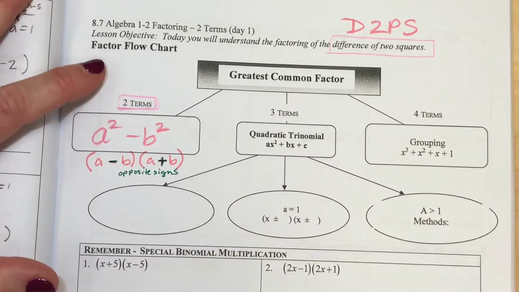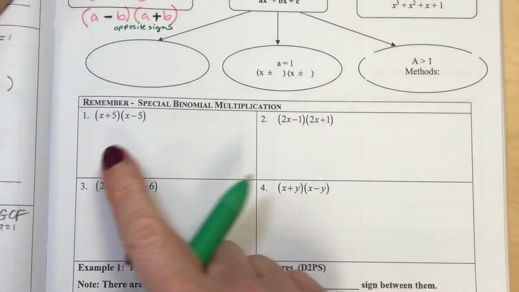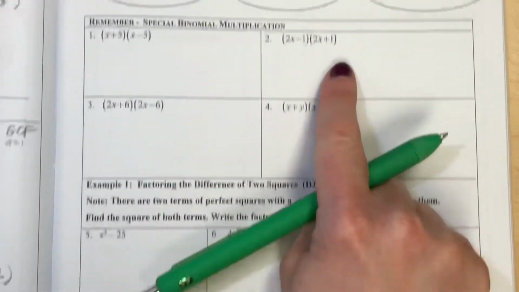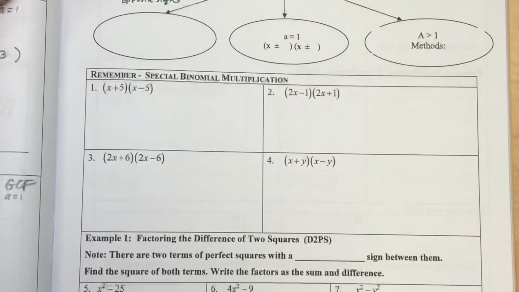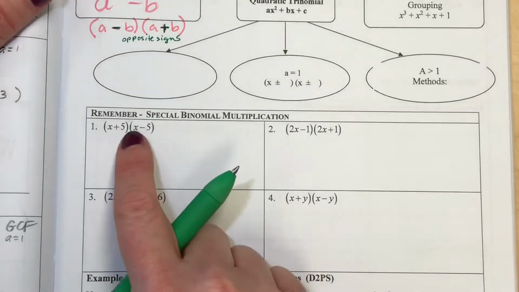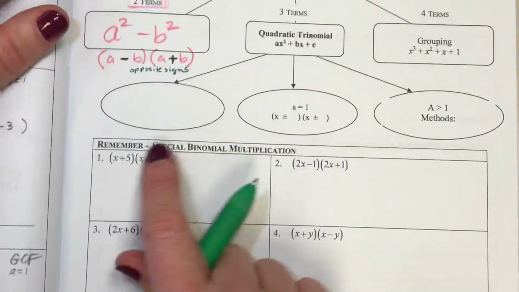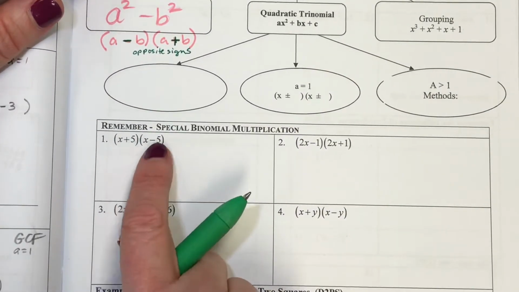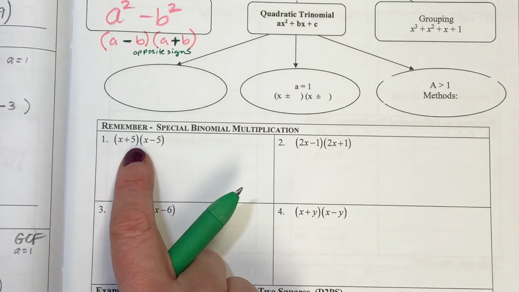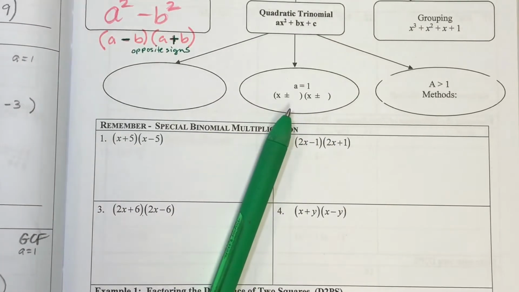Now I want to show you why this works, first with a review of multiplication of binomials, and then we'll do some examples of the difference of two perfect squares. In chapter 8 part 1, and now we're in part 2, which is factoring, I would give you two binomials that looked like this. They look almost identical except that they have opposite signs.